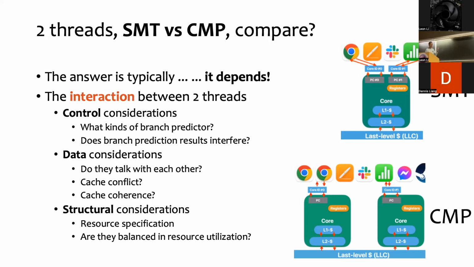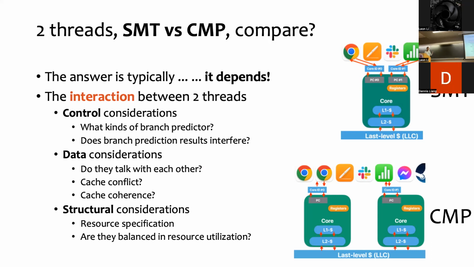And also, right, if these two threads are going to share a branch predictor, we need to know, do they have similar patterns, right? Which means a global predictor could give you a good accuracy, or if they have very distinct patterns, where you definitely want to separate their branch prediction, right? And then move on to data, right?